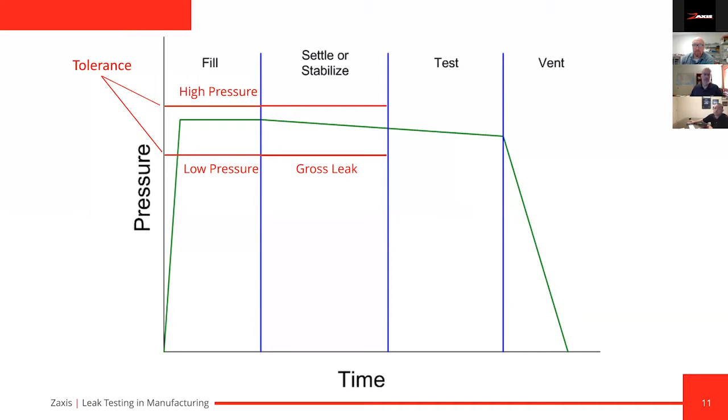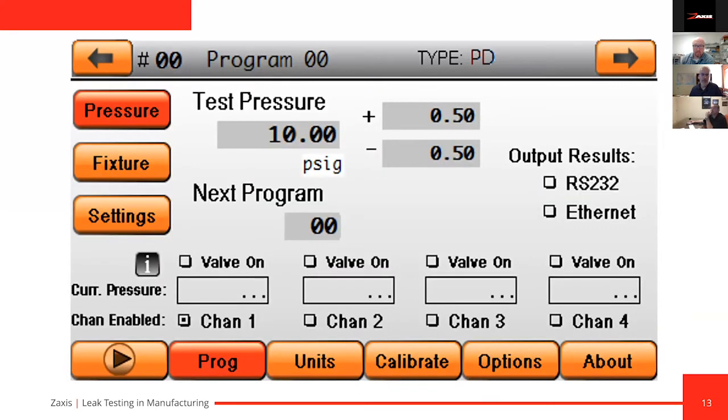Then we get to test, and we have the decay limit, how much decay is allowed. If you drop below that decay limit, then you'll get a leak failure. So this shows on the screen what limits we apply to that pressure curve. On the tester, all of these settings are adjusted using the touchscreen. The gray fields are fields that are editable, so you can adjust the test pressure, the tolerances.